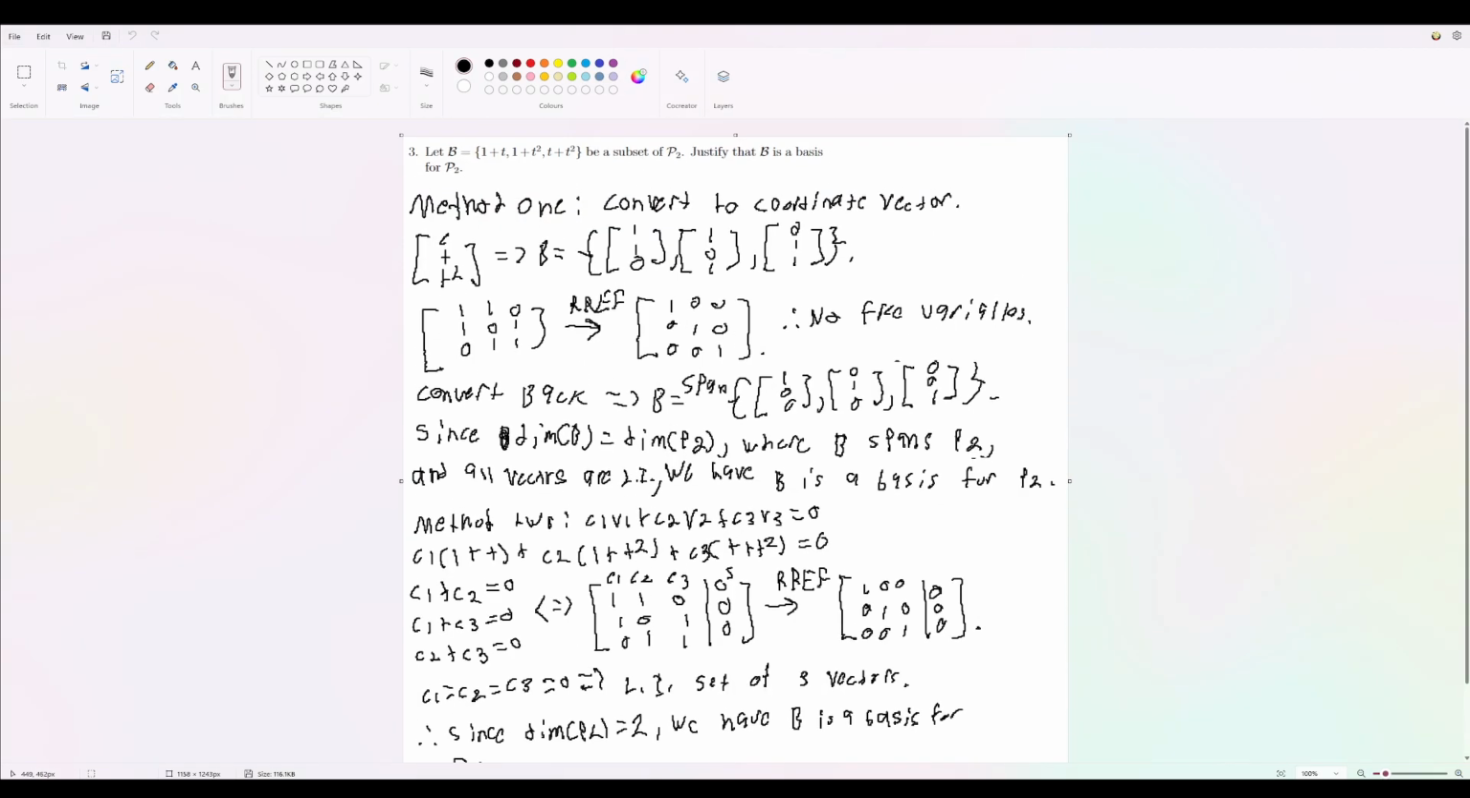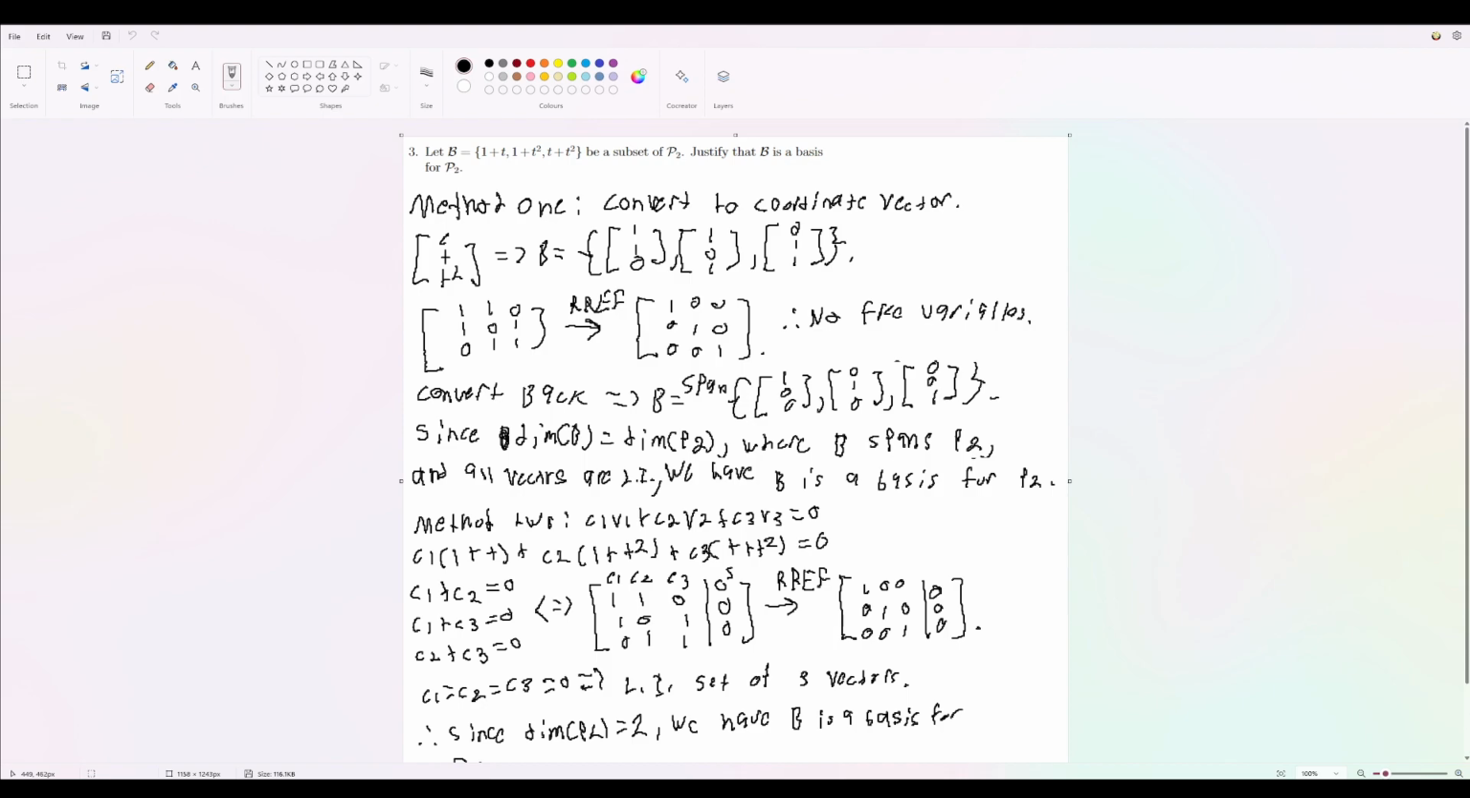Okay, question 3. So there are 2 ways to do this. One way is just faster. Let B equal the set {1 + t, 1 + t squared, t + t squared} be a subset of P2. Justify that B is a basis for P2. I'm not speaking well today, I'm sorry.